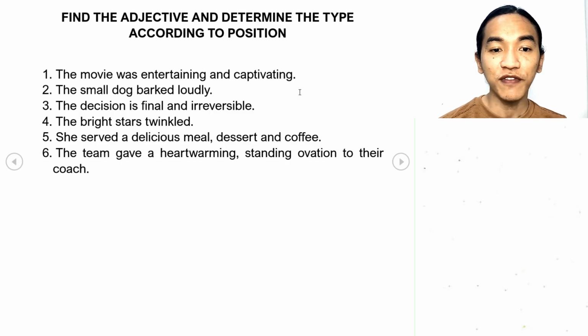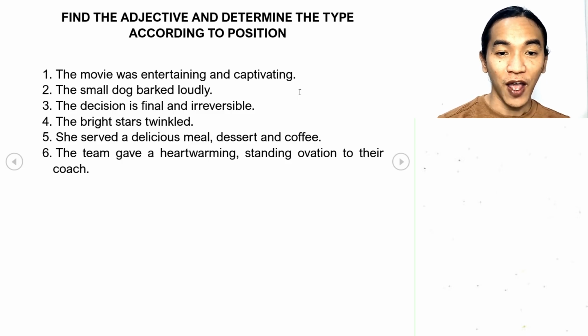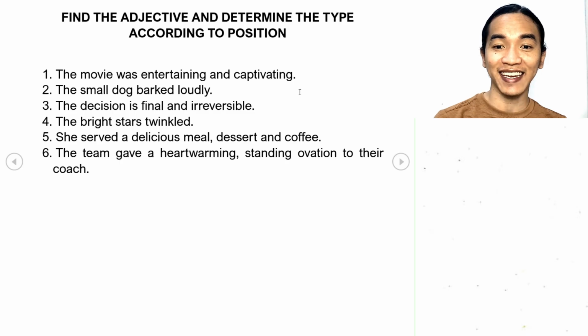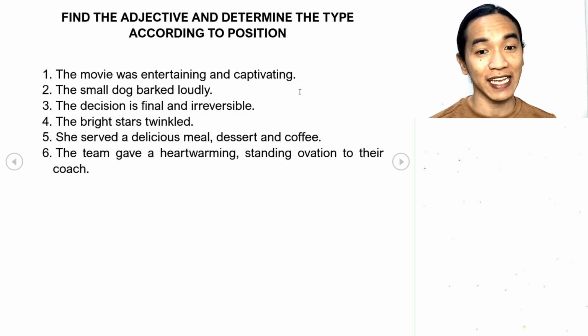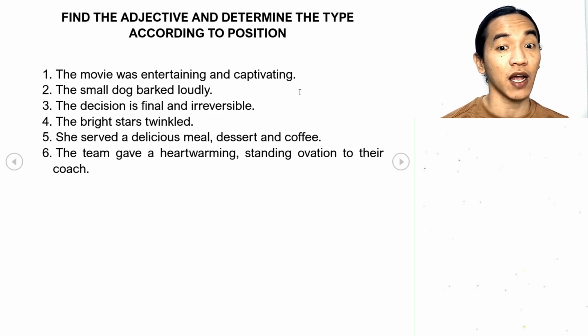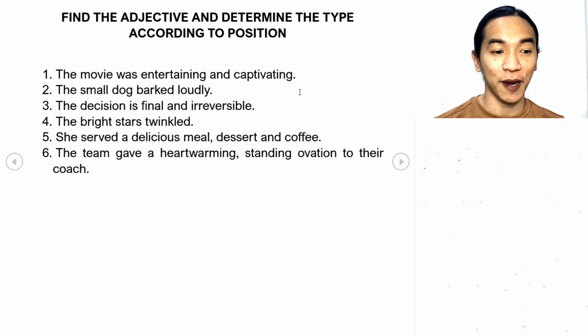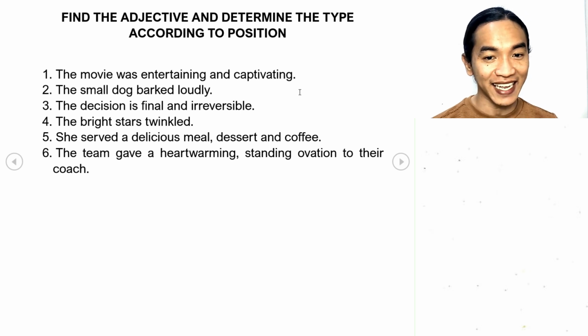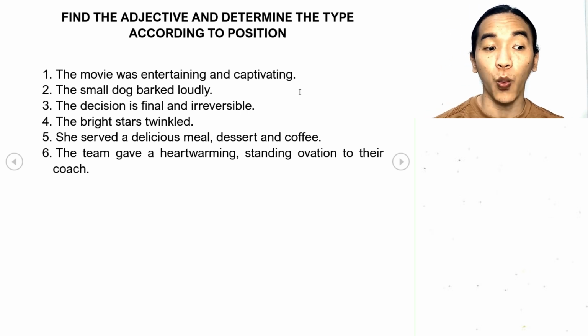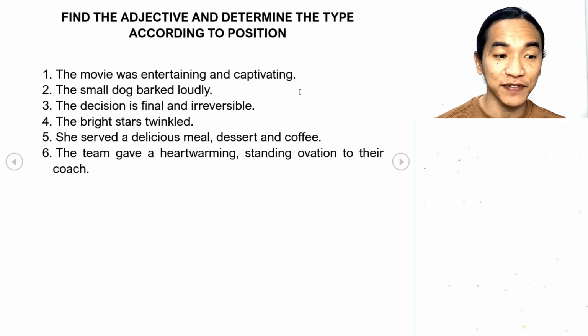So, the movie was entertaining and captivating. What are your adjectives here? Okay, if you answered entertaining and captivating, then you are correct. Now, the next question is what type of adjectives are they based on their position? So, these adjectives are predicate or predicative adjectives. Correct. Why? Because they come after your linking verb was.